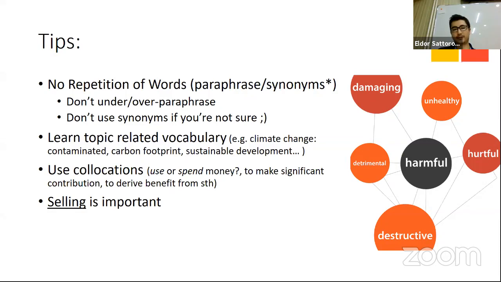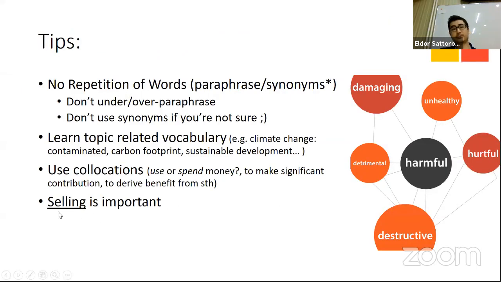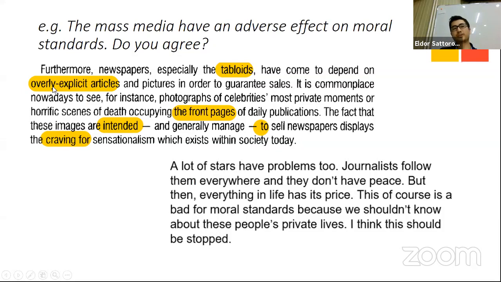So again, I think it's clear from the highlights. The first one is a good one. Let's have a look together. The question says, mass media have an adverse effect on moral standards. Do you agree? Okay, furthermore, in the middle of the paragraph, especially the tabloids. You see the word tabloid is very much related to the media, and a tabloid is a type of newspaper. So it's what we call topic-related vocabulary, or over-explicit articles.